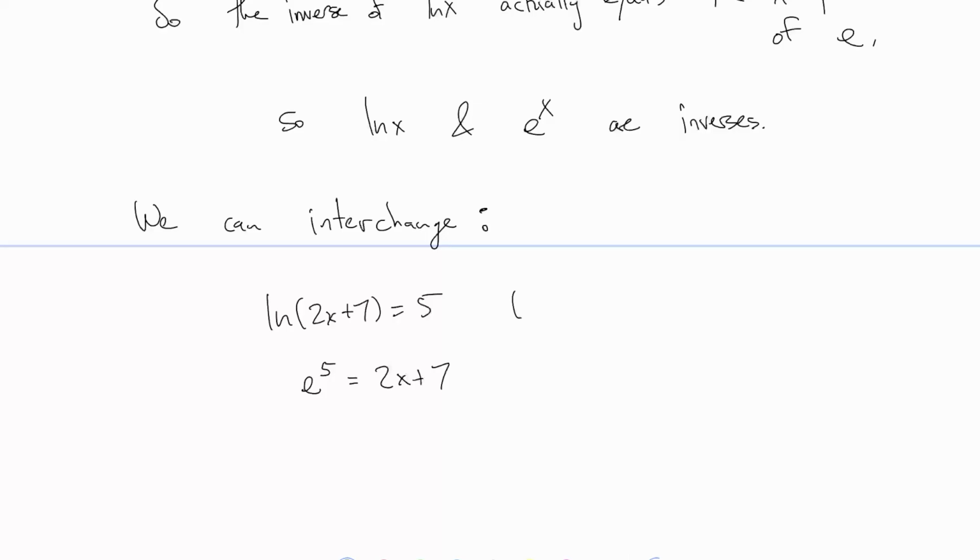So in this context, this is sometimes called the logarithmic form of this equation, and this is an exponential form of the same thing, right? But we are just saying the same thing again, just writing it in a different way, all right?